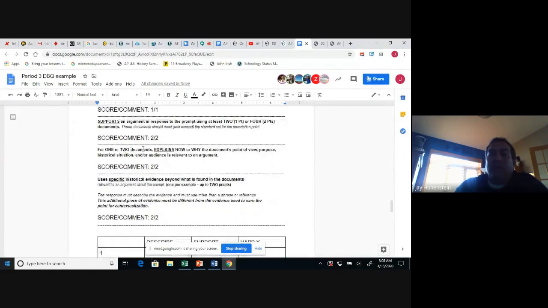You need to use 2 documents with HAPPY, which means you should do that at least for 3. I would encourage you to do it with every single one. And then it mentions down here, you need to use specific historical evidence beyond what is found in the document. And it says here you should use 2 examples. I would go for at least 3 in case one of yours doesn't earn points.